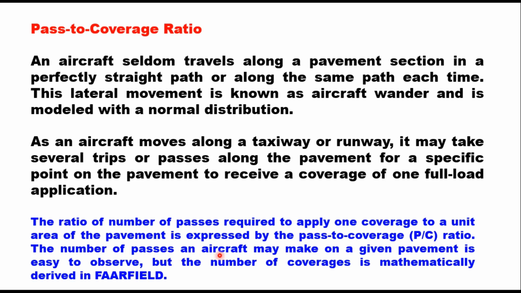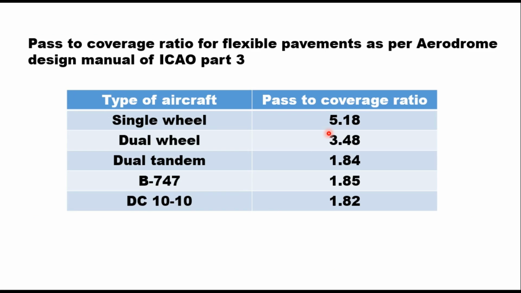The number of passes an aircraft may make on a given pavement is easy to observe, but the number of coverages is mathematically derived in FAARFIELD software. ICAO suggests these P by C ratios for different types of aircraft. For single wheel, 5.18, for dual wheel, 3.48, tandem dual, it is 1.84, for Boeing 747 1.85, and for DC-10 1.82, and similarly for other types of aircraft the P by C ratio is defined.